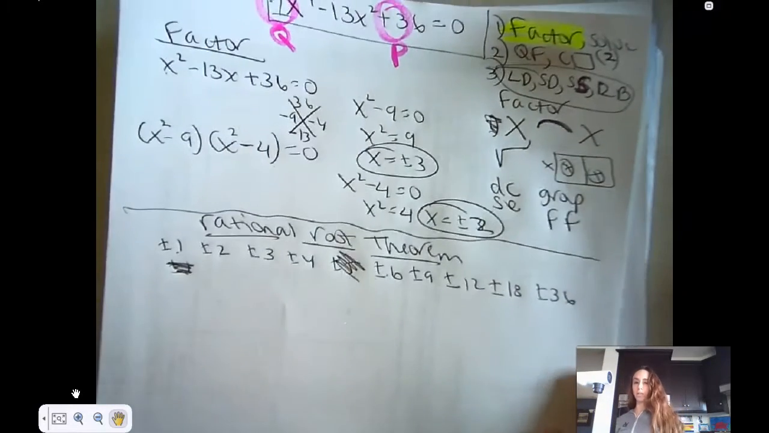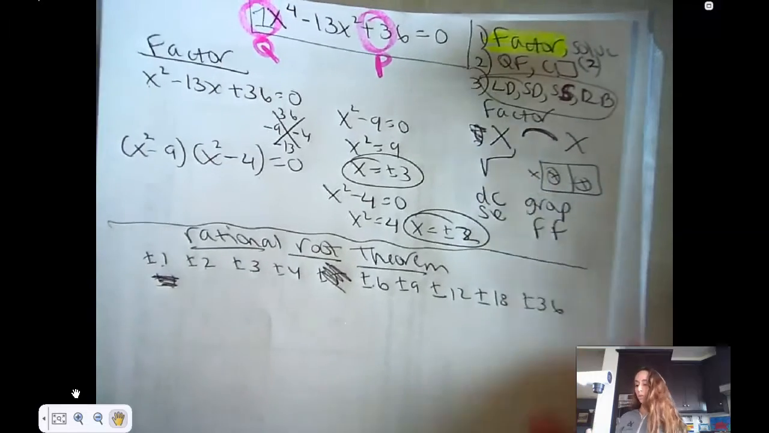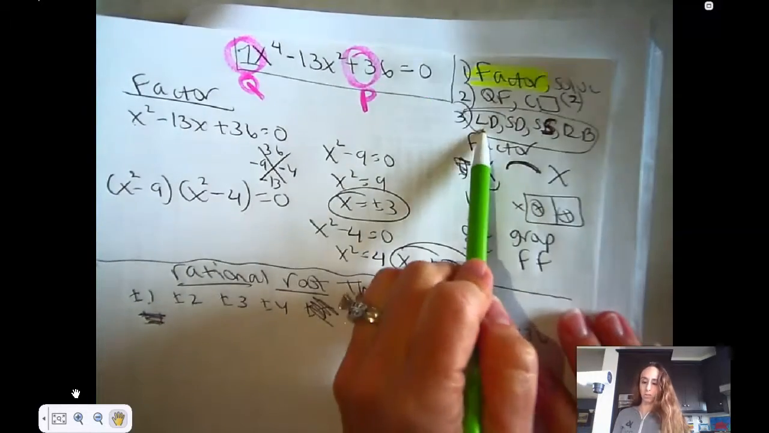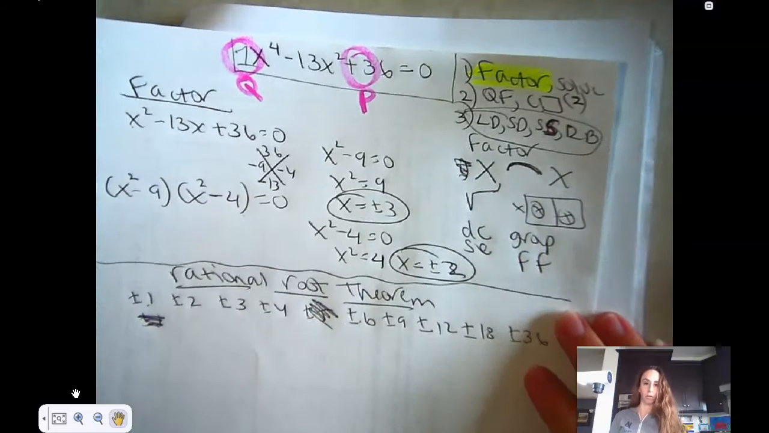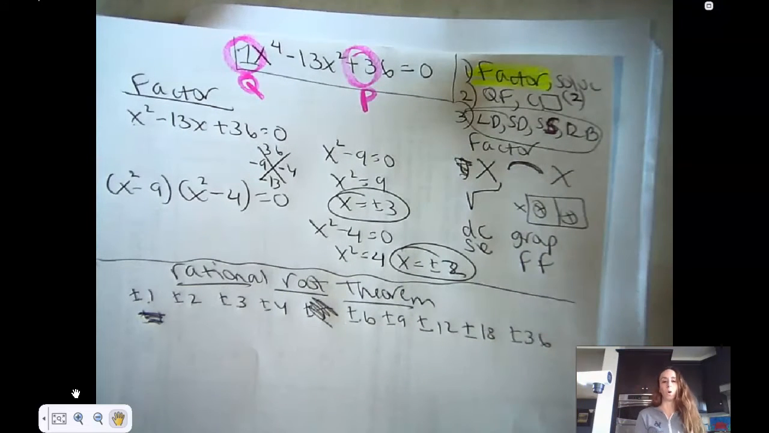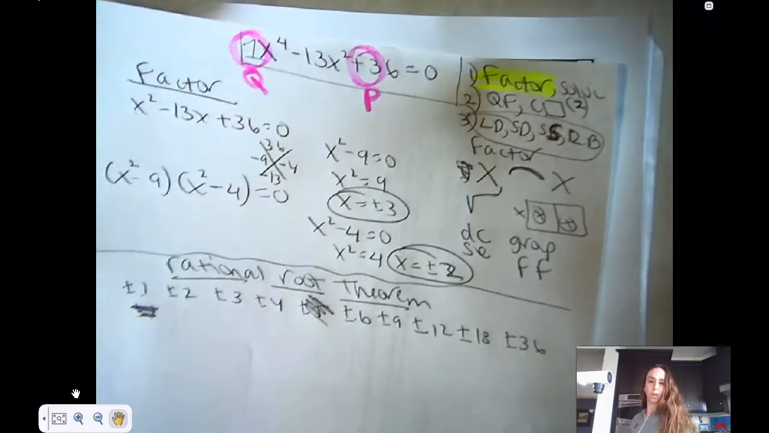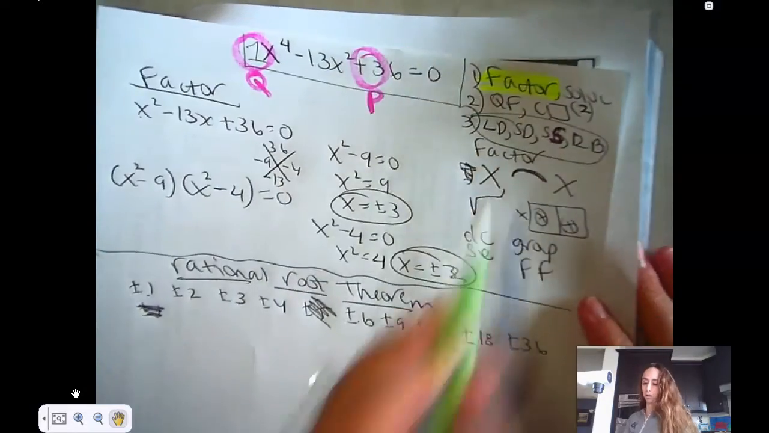So then once I do that, I have to decide which one I want to pick: long division, synthetic substitution, or reverse box? I will pick a different one for each method, and then we'll show you how to do it the right way. Okay? So let's say I decide to do long division.